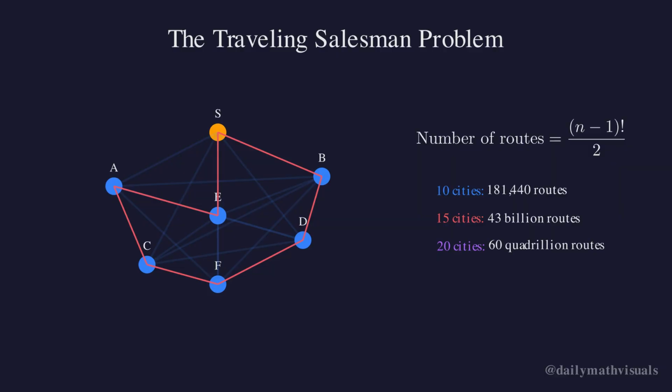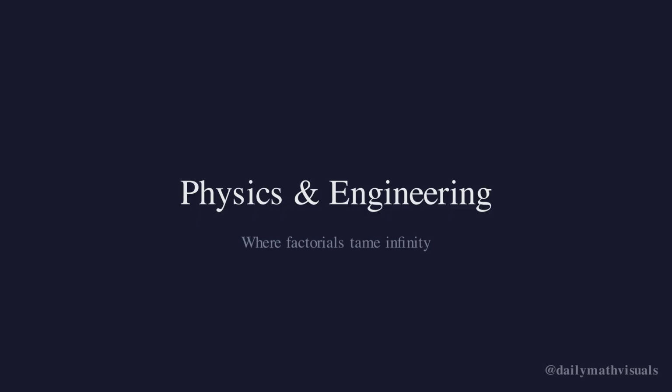This is why computer scientists call these problems computationally intractable. The factorial growth of possibilities defeats even our fastest machines. Our third application might be the most surprising. Factorials appear throughout physics and engineering, hidden inside one of calculus's most powerful tools.